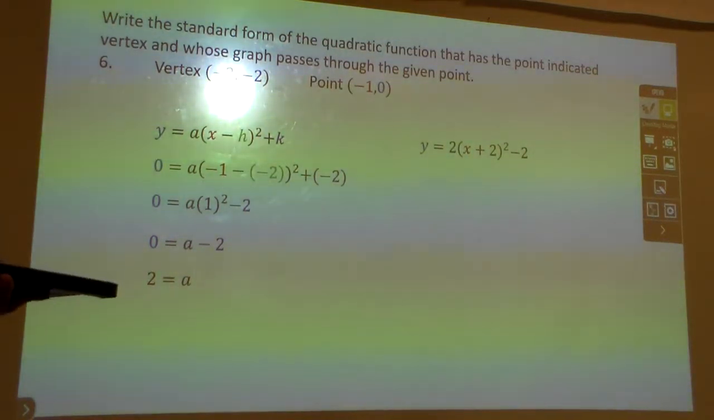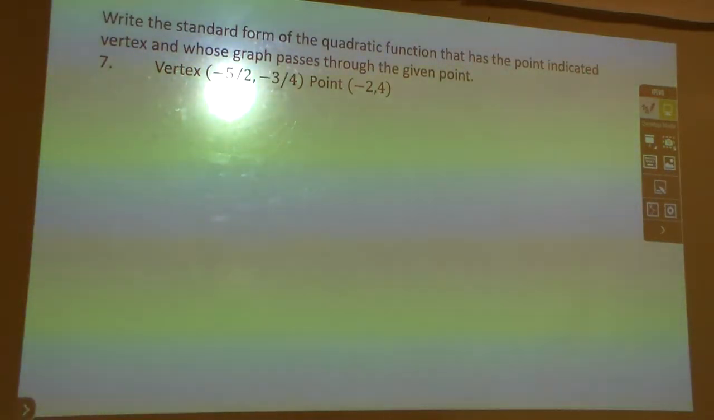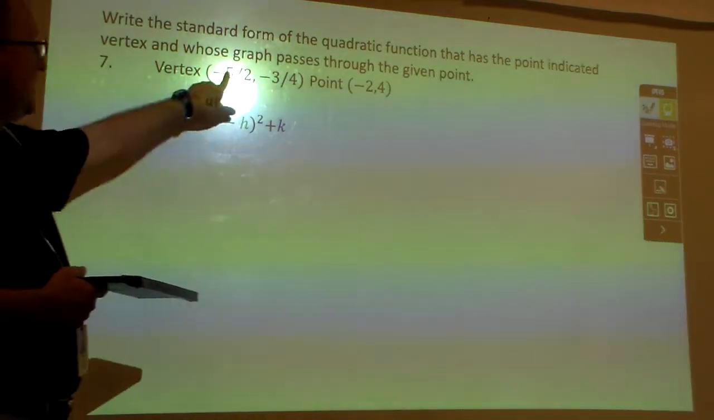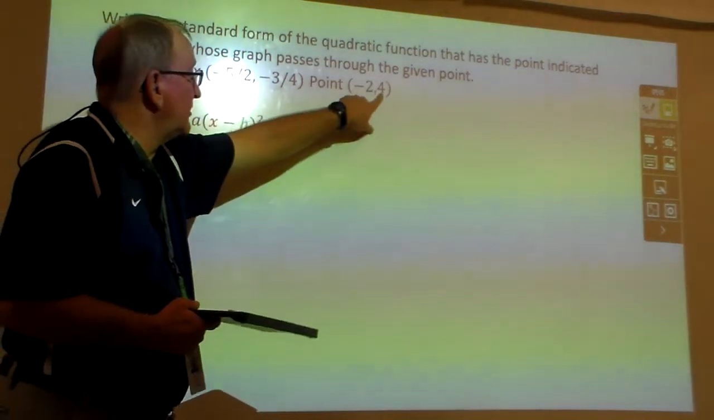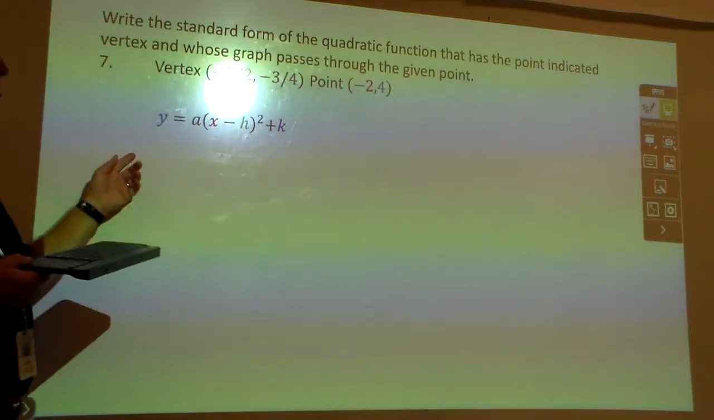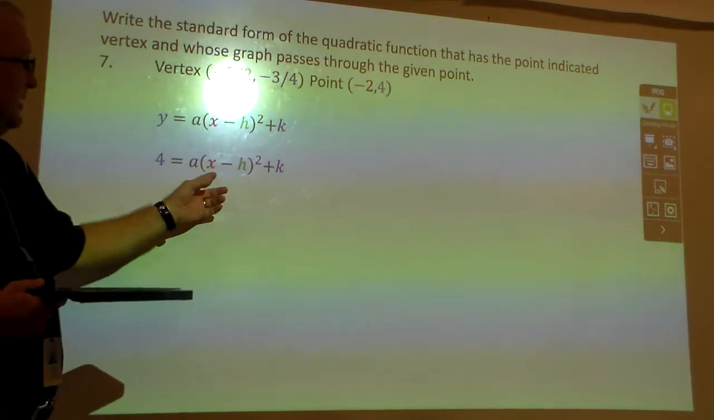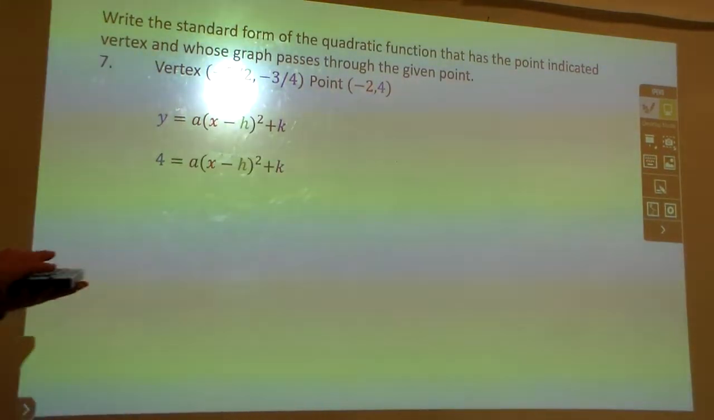Because number 7 is like it, except number 7 has fractions, which makes it a little bit more difficult, right? So here we go. All right? Number 7, same thing. I'm given an H, a K, an X, and a Y, so I'm going to color those up. I like it when those color up, makes it really nice and easy. Got it? So I'm just going to plug them in. The Y is going to be 4. I don't know A. X is going to be -2.